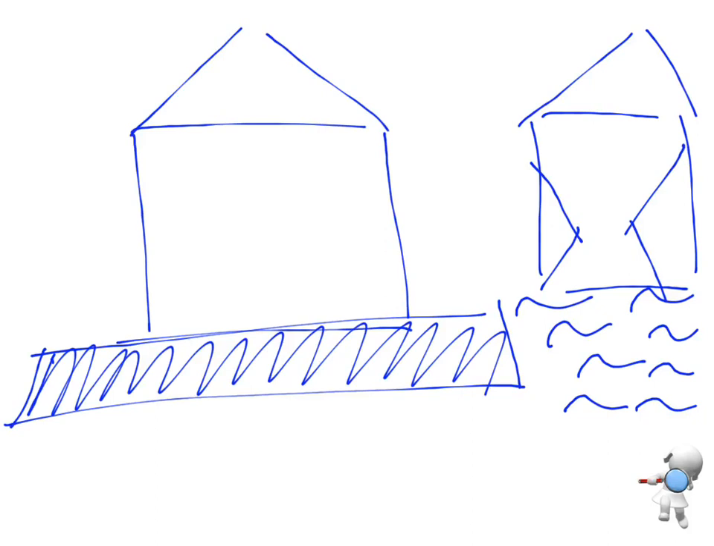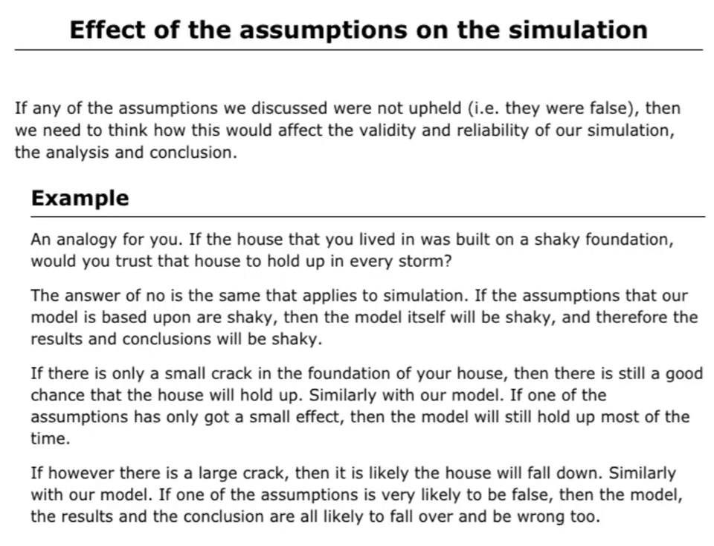This is like what happens with our model. If our assumptions are pretty solid, then the model that we've built on top of it will be pretty solid. If the assumptions that our house is built on are pretty weak, then our house, or our model, is not going to be very good. This is why we need to look into what some of the assumptions might be, and I want you to think about explaining that in context for the simulation that you do.